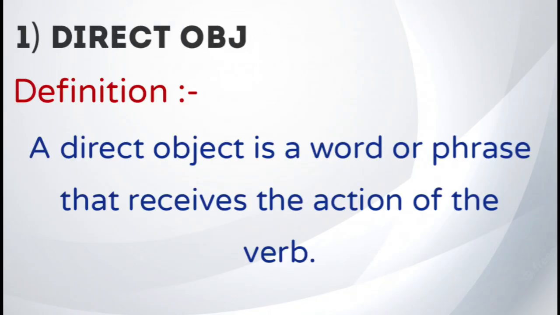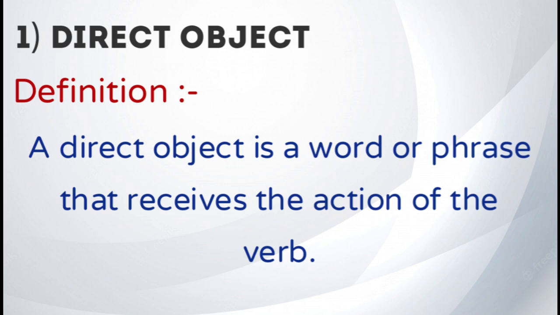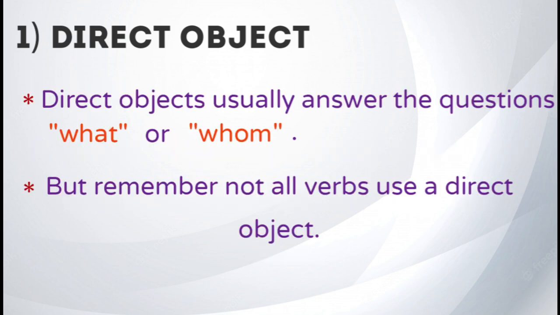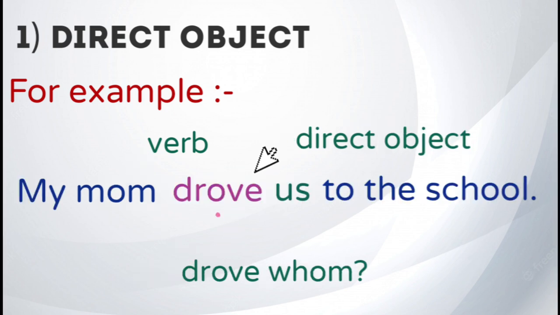So the first type of object is direct object. A direct object is a word or phrase that receives the action of the verb. Also remember, direct objects usually answer the questions what or whom. But remember, not all verbs use a direct object. For example, I make videos. Here, make is a verb. Making what? Videos. So, videos is the direct object here. When you ask the question to the verb, you will get the answer videos, which is a direct object.